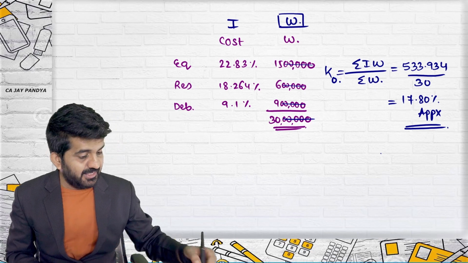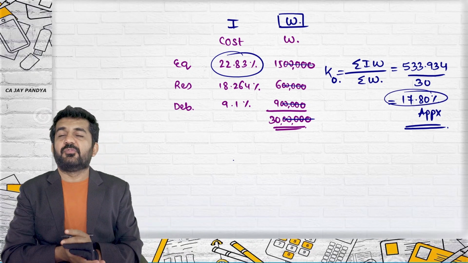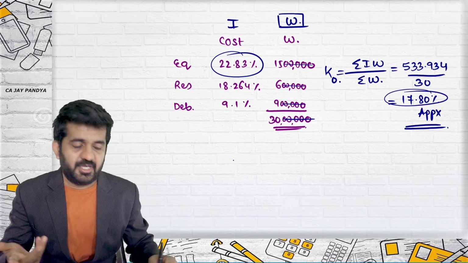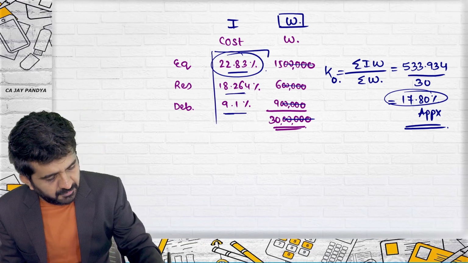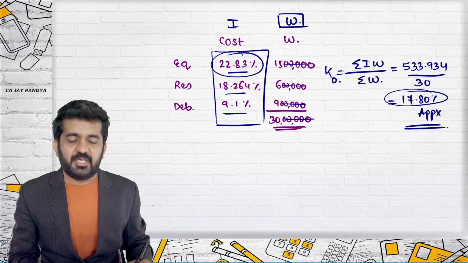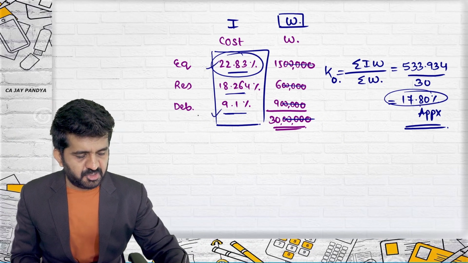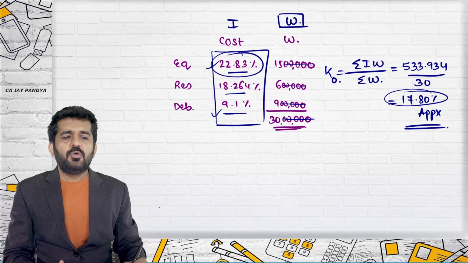See, this answer is in percentage, even without multiplying by 100, because it was already multiplied by 100. The average will be of this, so the average is in percentage. So the average is 17.80, where the minimum is 9.1 and the maximum is 22.83. The average should always lie between these two figures. That's all.